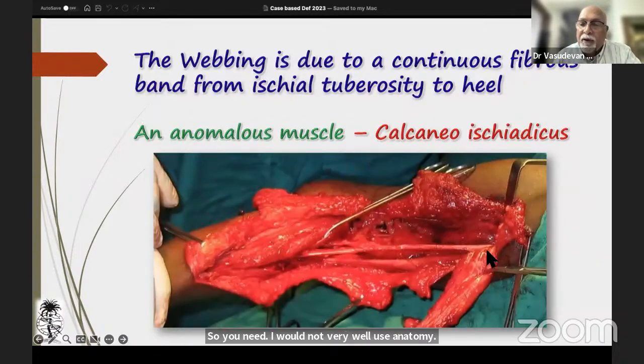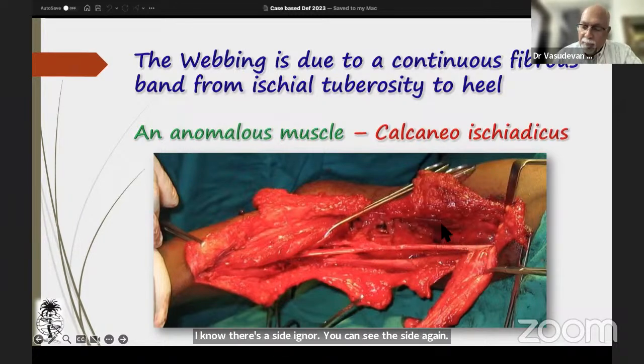While exploring, I found, after removal of that anomalous muscle called calcaneo ischiadicus, a muscle band coming from the ischial tuberosity that goes to the tendo Achilles and calcaneum. So I excised that muscle. Within that muscle, there was a sciatic nerve. You can see the sciatic nerve there.